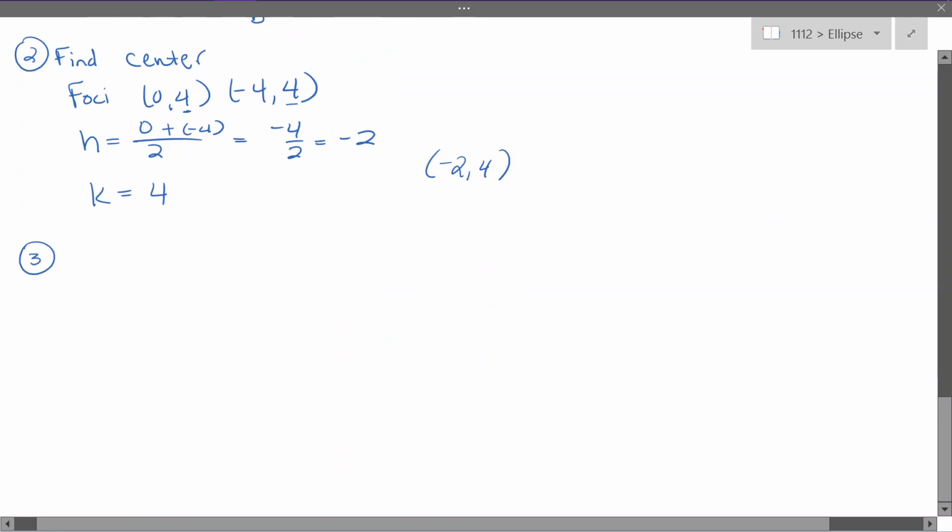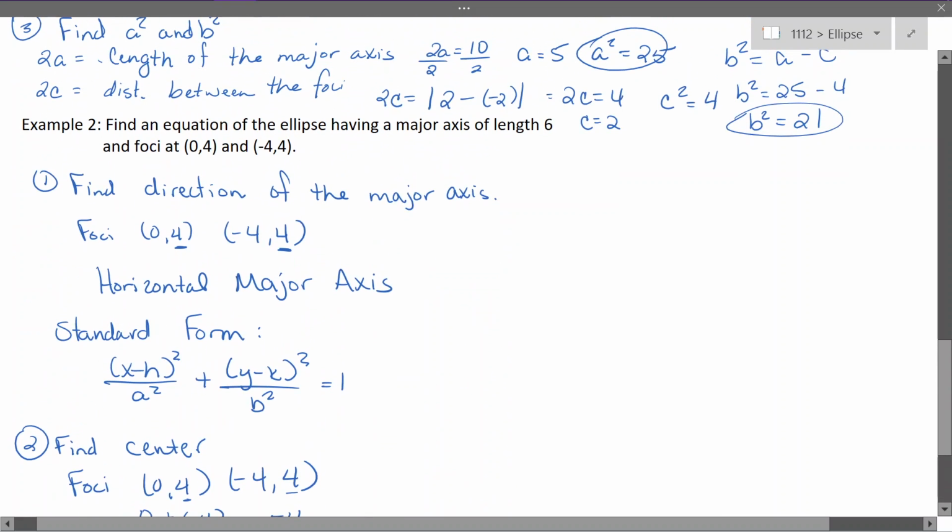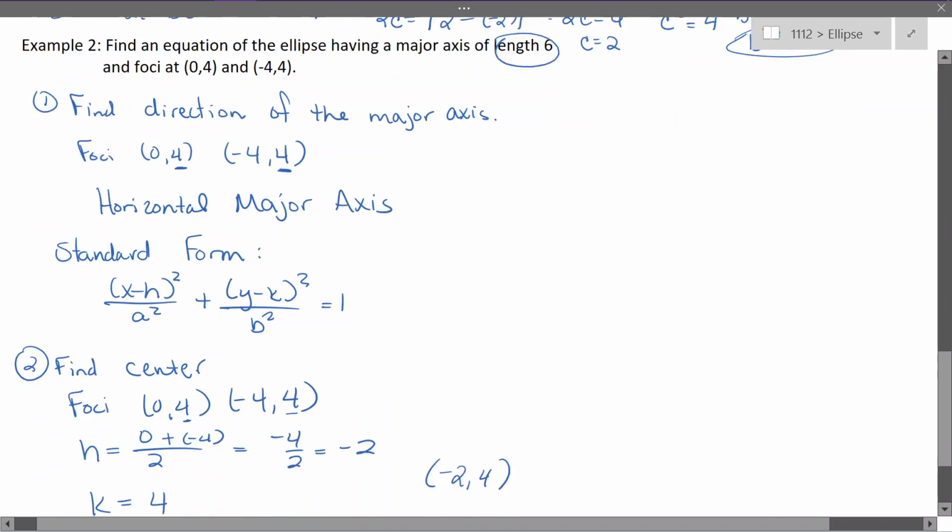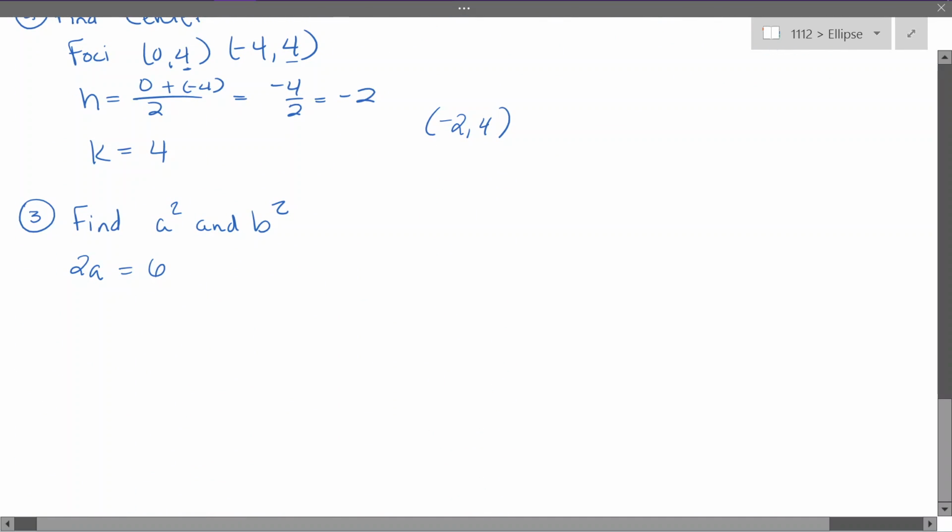Third, we want to find a squared and b squared. So we know 2a is equal to the length of our major axis, which in this problem is 6. So that tells us that a equals 3 and a squared is equal to 9.